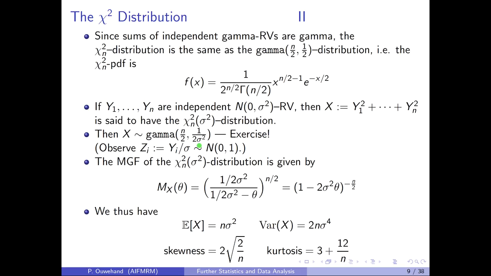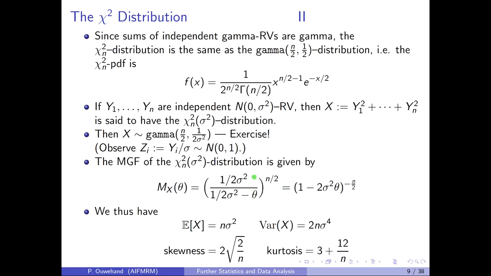From what we learned about the moment generating function of a gamma distribution, and I remind you the chi-squared distribution is a special case of the gamma distribution, we can see that the moment generating function of such a random variable is given as follows. It's lambda over lambda minus theta to the power alpha.